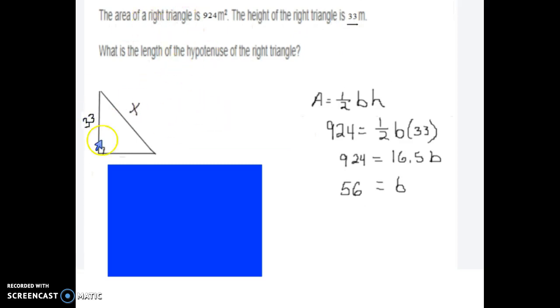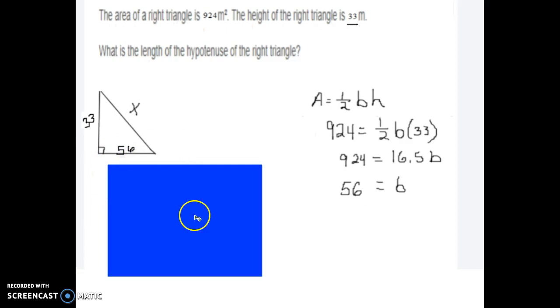And so how can we find the hypotenuse? Well, we can use the Pythagorean theorem if we know the base. They give us the area, so we can use the area formula to find our base, and then we can find our hypotenuse. So they give us the area, 924 is equal to 1/2 the base times the height. So when we solve for our base, we divide both sides by 16.5, and we see our base is 56. So this segment right here is 56.